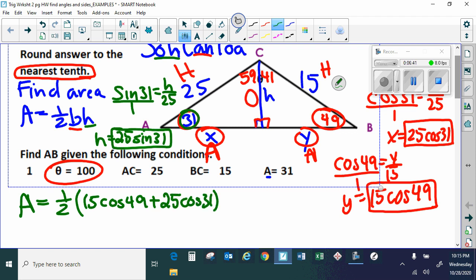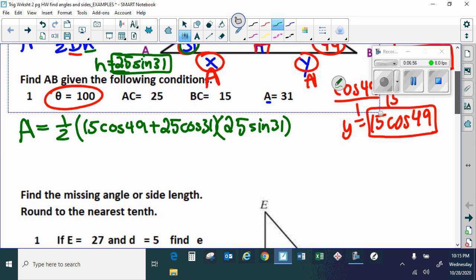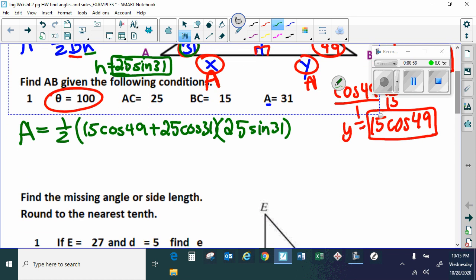Okay, so 1/2 base, there's the base, times the height. We just found the height right here, 25 sine 31. Okay, so now I can just type that right into my graphing calculator. 0.5 times all that. I'm just going to put it all in the calculator at one time.